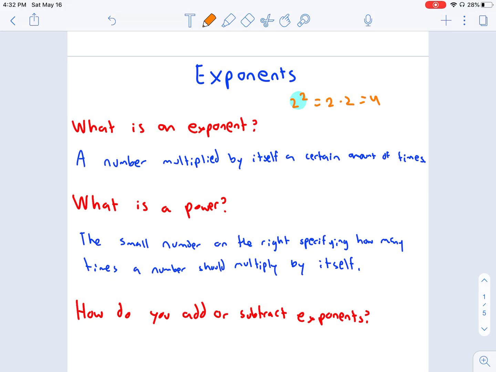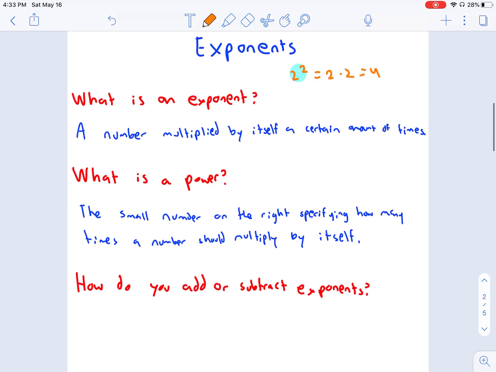So next, what is a power? A power is a small number on the right specifying how many times a number should be multiplied by itself. So let's say we're given 3 to the fifth. The power is this, and it's showing us that we can multiply 3 5 times.